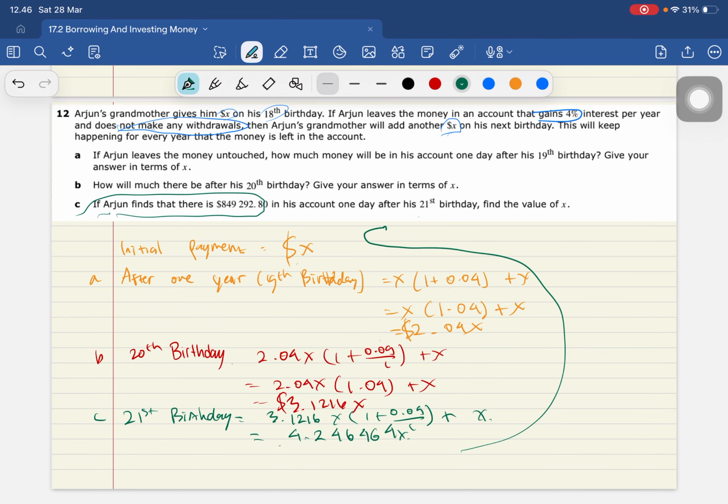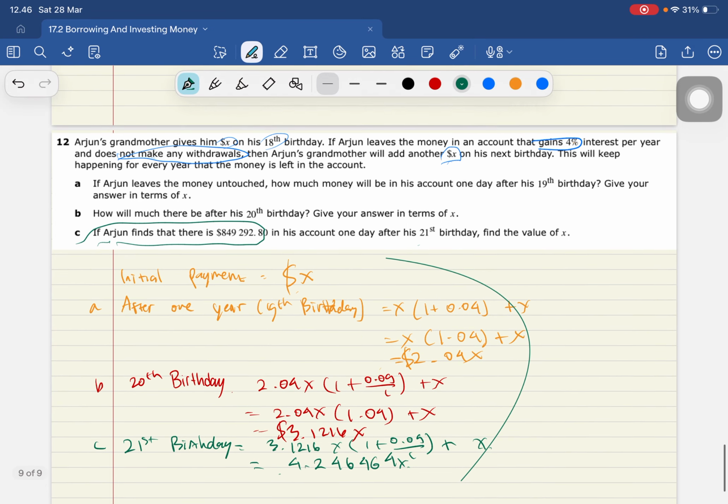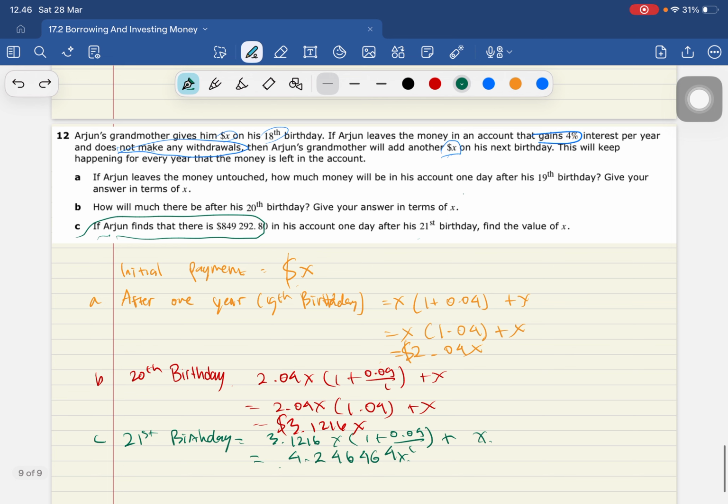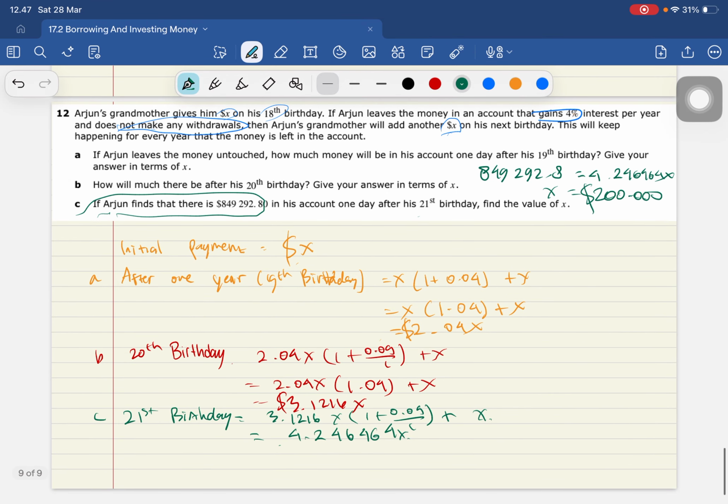Let me write it here to be clearer. So the total money is 849,292.8, equal to 4.24646X. We can just divide, and you will get X of $200,000. Okay, there it is. Thank you.